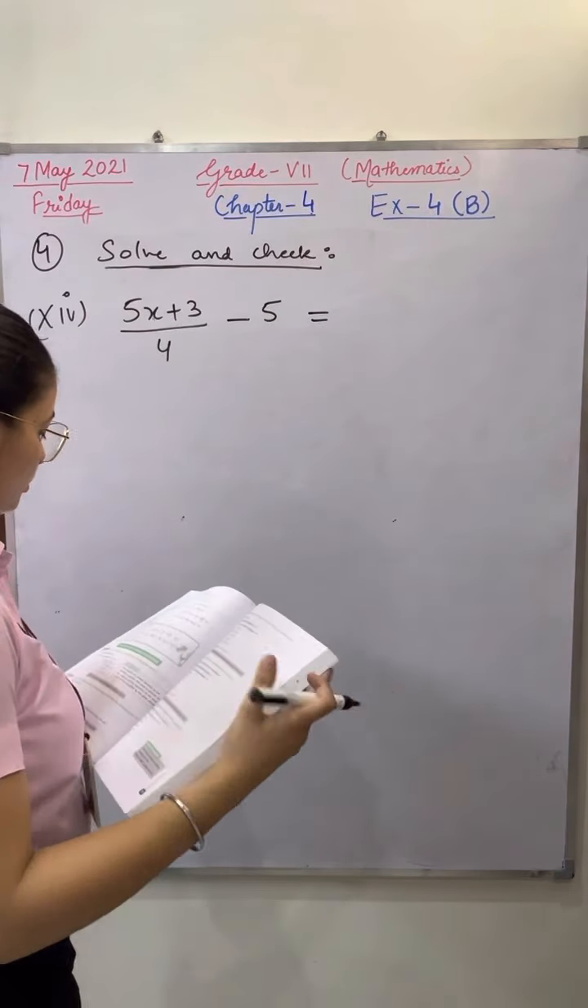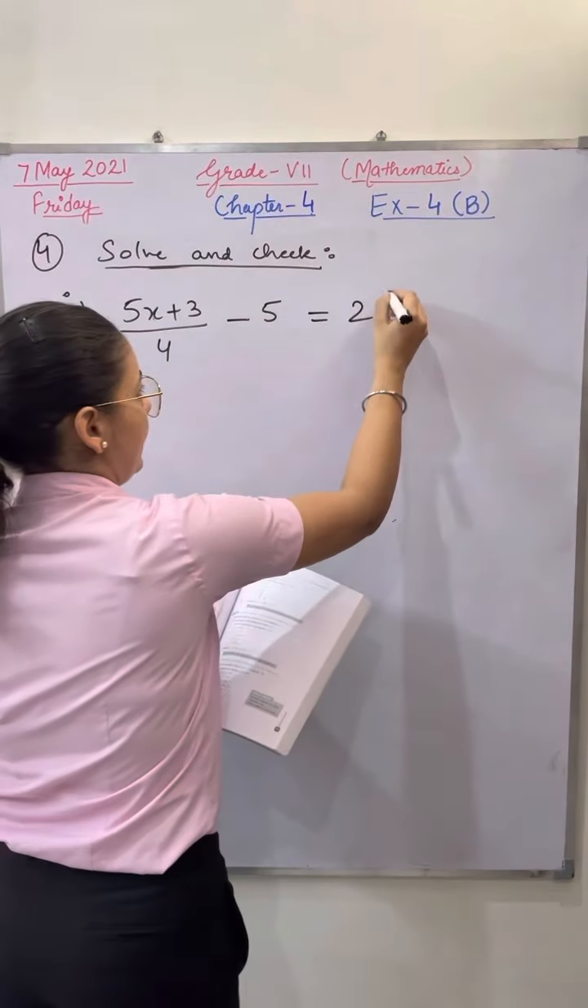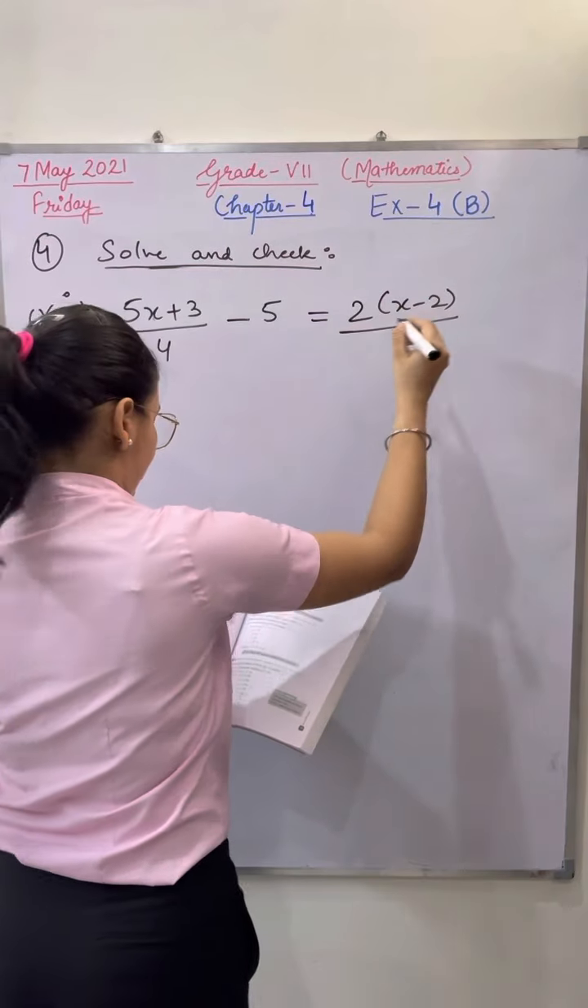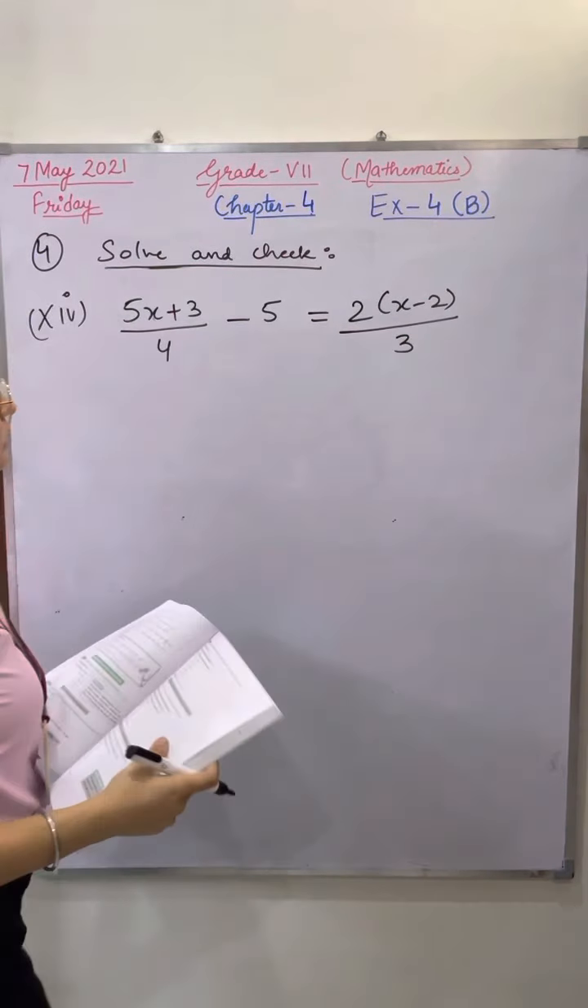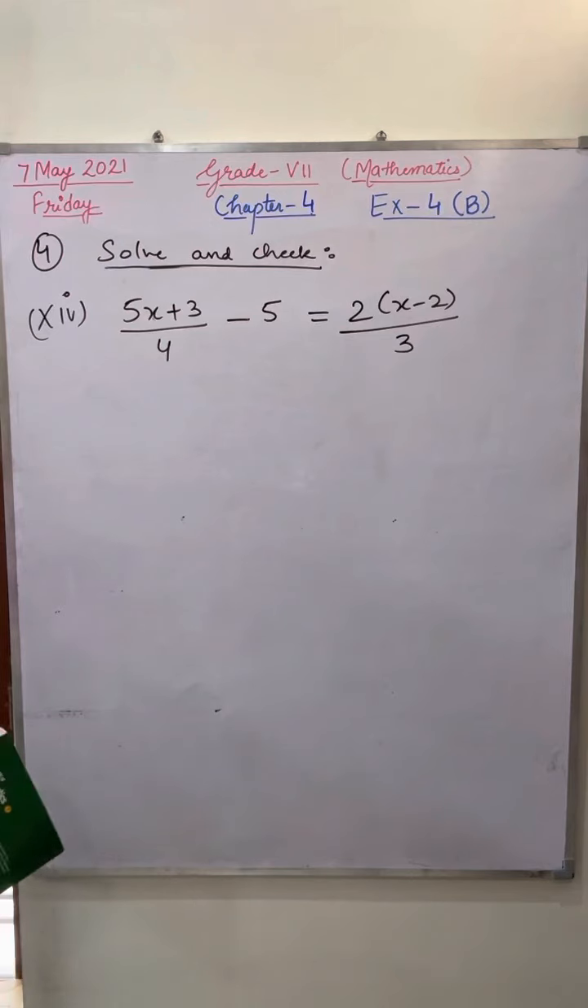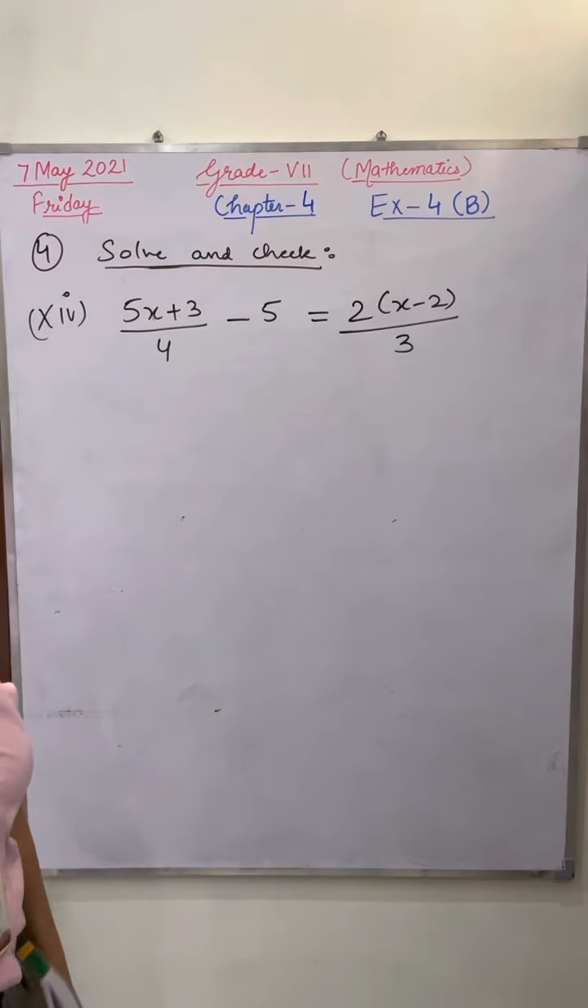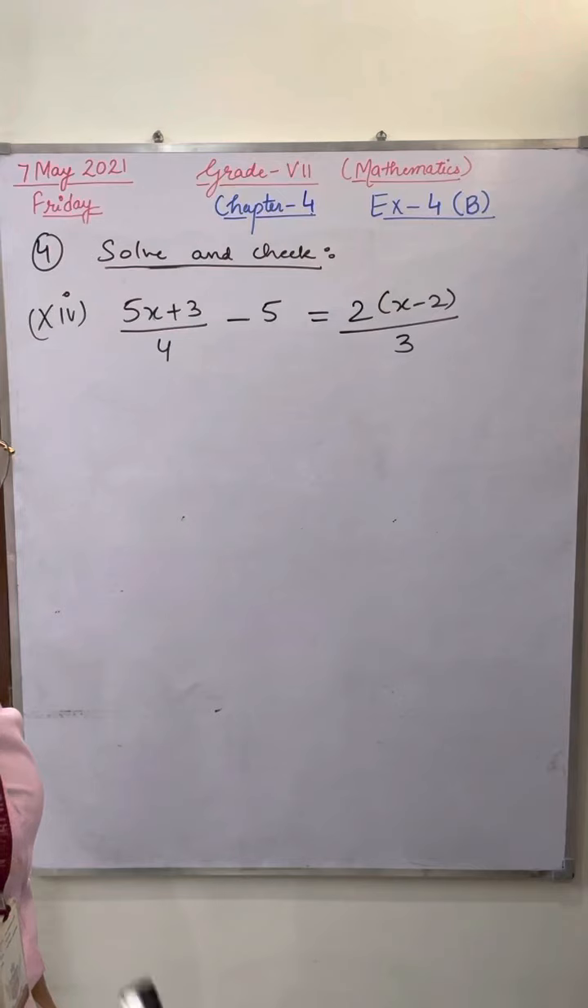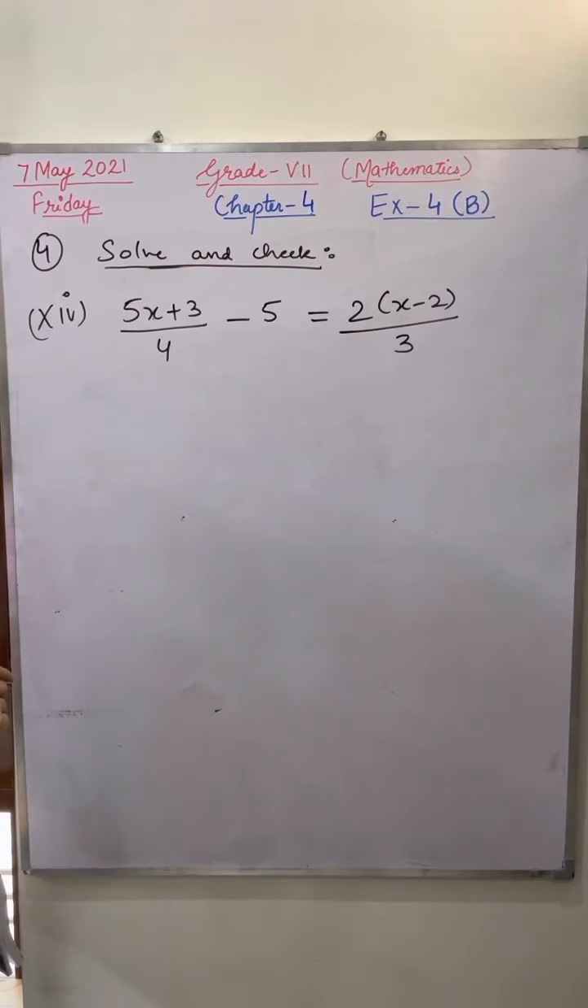Now it is equal to 2 multiplied by x minus 2 divided by 3. Right? So this is your question. First of all, please tell me, what should I do? Everyone, please tell me, by which step can I start the question?